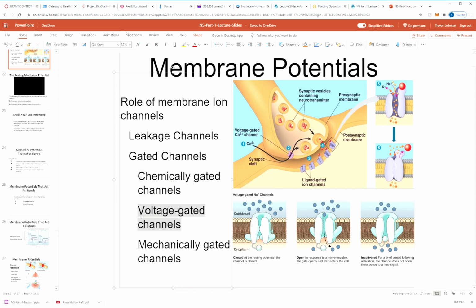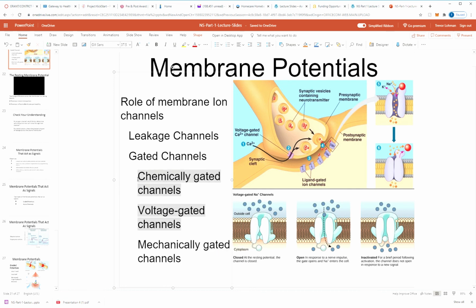And then we have these guys, voltage-gated channels. These channels open at a specific voltage, say negative 55 is a common one. So at negative 55, these channels will open and then current flow ensues. And then we have mechanically gated channels. These are going to be more important in sensory receptors, like touch receptors and stuff like that. We won't be talking about those.